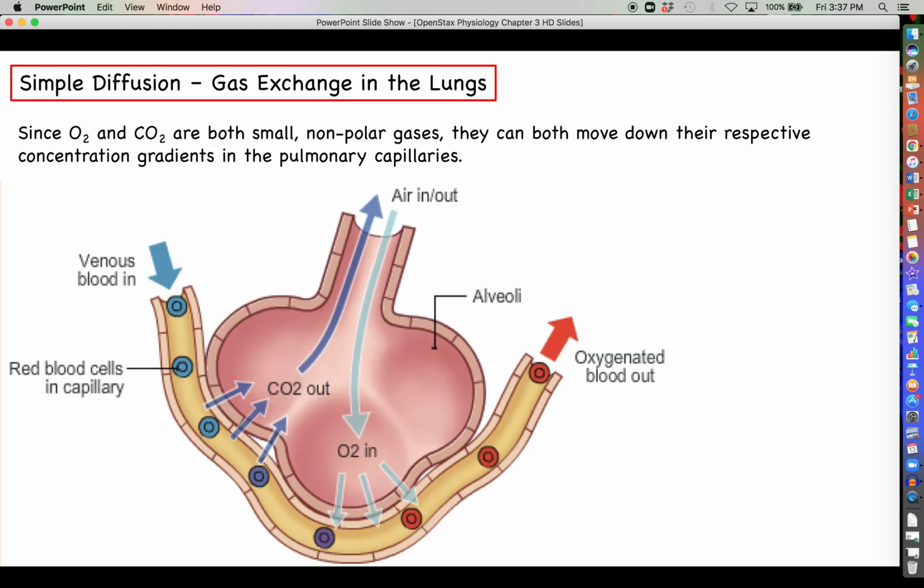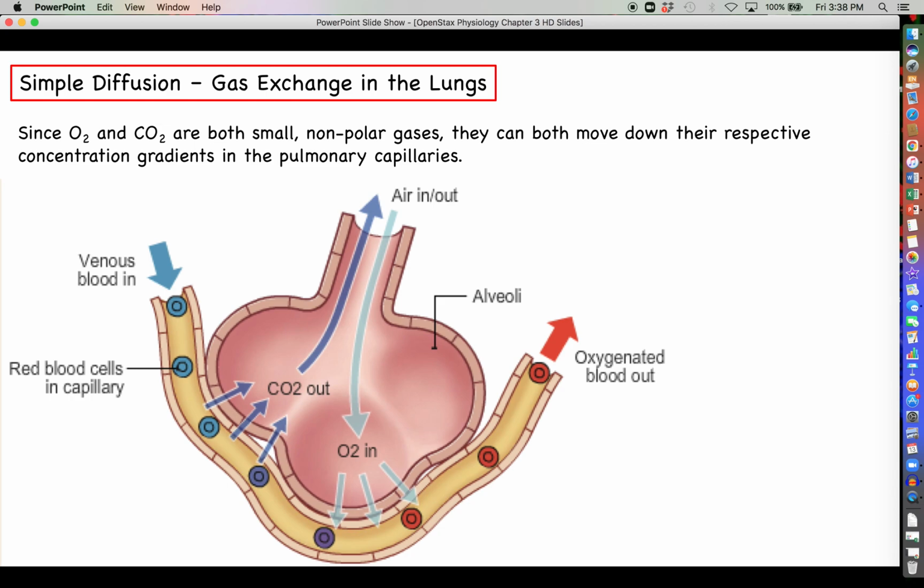A good example of simple diffusion in action is gas exchange in the lungs. Another type of gas exchange process also occurs in the tissues, but we'll go ahead and focus on the pulmonary gas exchange in the lungs. Now, this is going to involve oxygen and carbon dioxide, which are both very small molecules and they're very nonpolar, so they are exactly the kinds of molecules that can move through the membrane by simple diffusion.